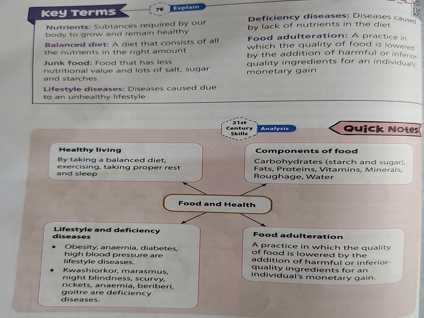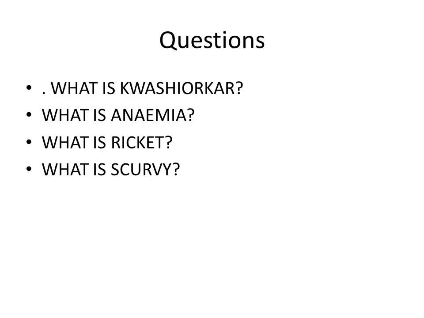So, you should know what a balanced diet is, how to maintain it, what is the importance of a balanced diet, and what is the importance of exercise, rest, and sleep, what are the components of food, what are the lifestyle and deficiency diseases, and food adulteration. These four things you should remember in this food and health chapter. Once you understand this chapter very well, there won't be a problem.